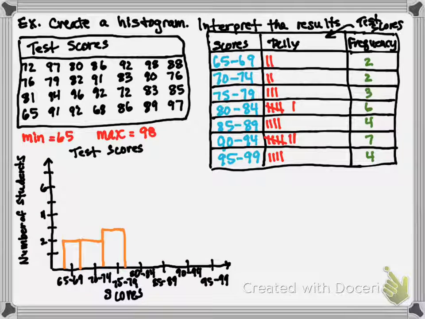Okay. Next guy goes up to, ooh, wow, all the way up to 6. And then the 85 went to 4. The 90 went up to 7. That was the big one. And then the 95 went to 4. Okay. So you see there weren't as many students who were scoring low as there were students who were scoring high. I mean, look at that. 80 to 99 was pretty good.